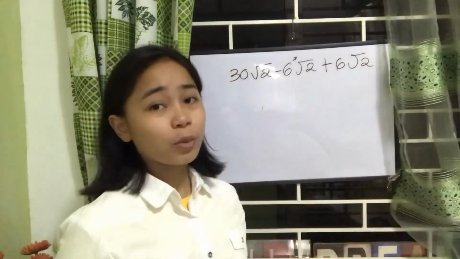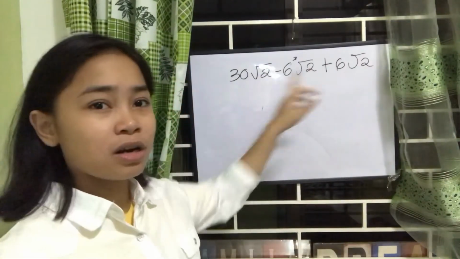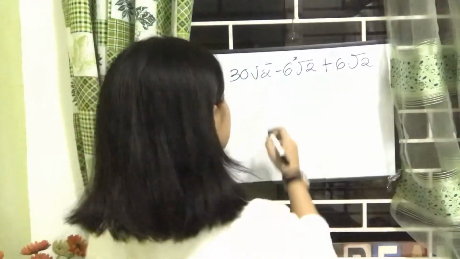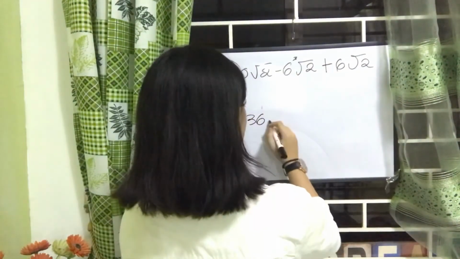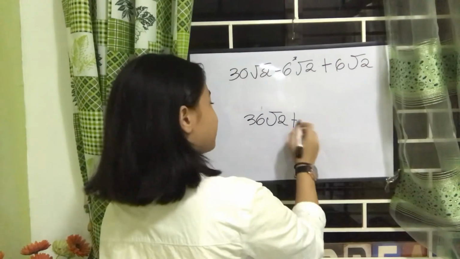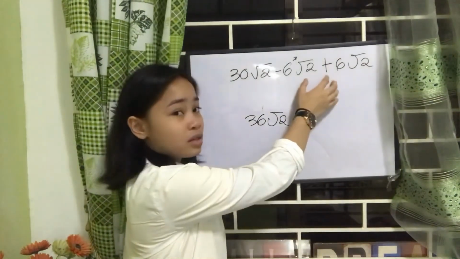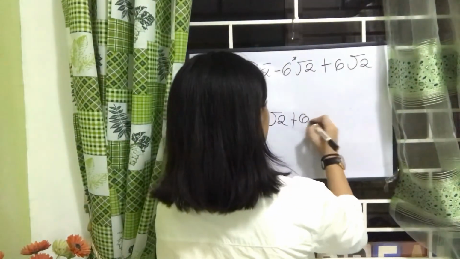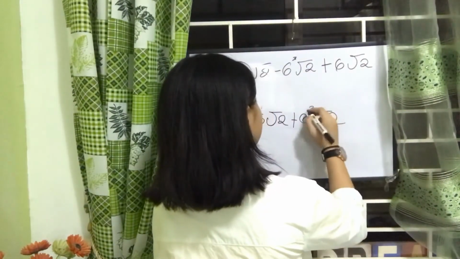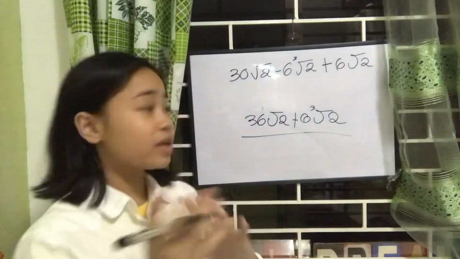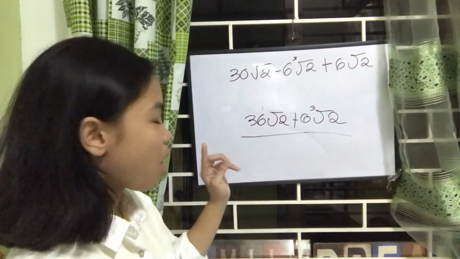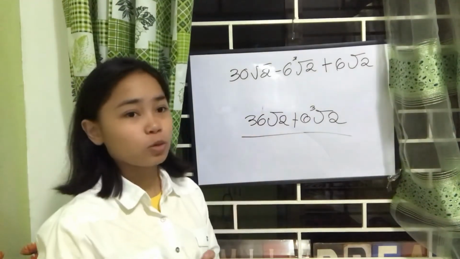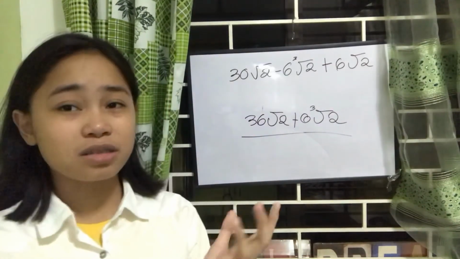like earlier, what you will do is you will add the similar numbers, which is 30 with the square root of 2 and 6 with the square root of 2. That will be 36 with the square root of 2 plus, because the sign in the middle is positive, 6 with the cube root of 2. So the answer will be 36 with the square root of 2 plus 6 with the cube root of 2. And the answer is like that because it satisfies the rules.